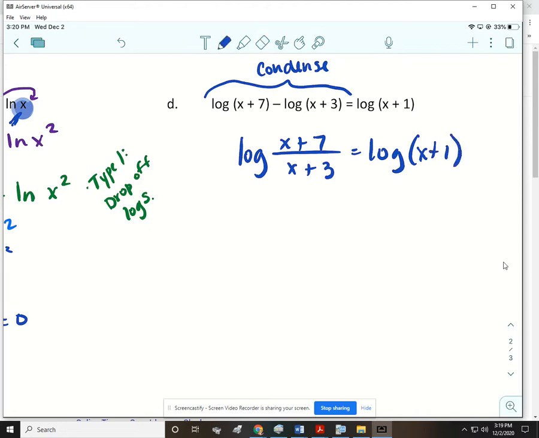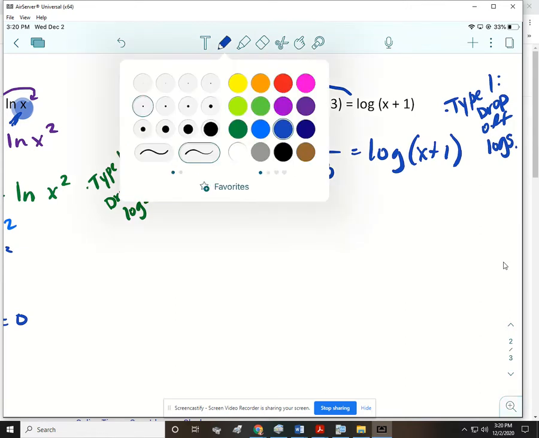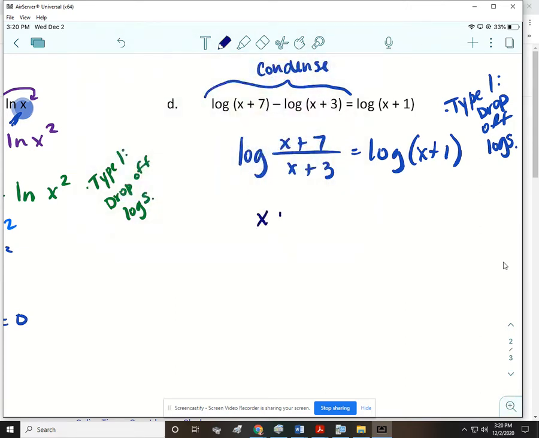All right, so this one is also type 1 because I have log equals a log. So I'm going to drop off the logs. And then I have a rational equation to solve. It's been a little while, but we can do this.